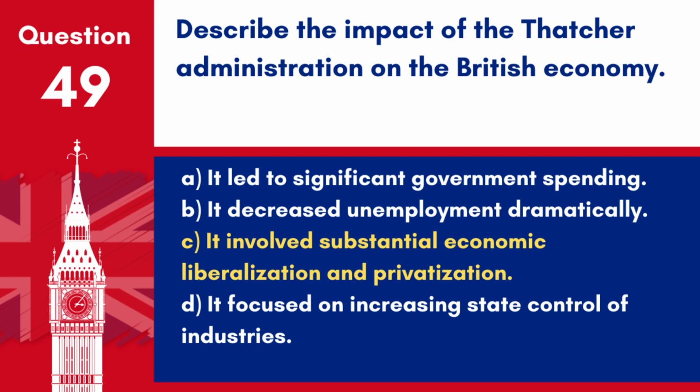Answer: C. It involved substantial economic liberalisation and privatisation. The Thatcher administration had a profound impact on the British economy through policies aimed at reducing the role of the state, privatising state-owned enterprises, and liberalising the economy.